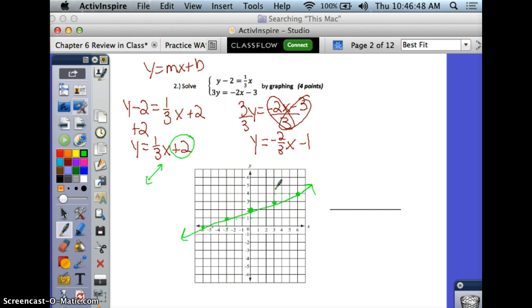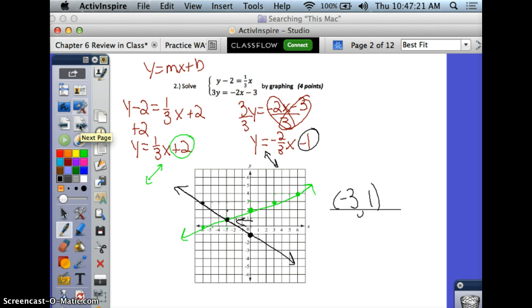Your second line has a y-intercept of -1. So I'm going to start down at -1. And it has a slope of -2/3, so I know it's going to be going down. So I go up 2, to the left 3. I found out where they intersected, but I'm just going to do another point so I get a better line. Up 2, to the left 3. Draw your line. Put your arrowheads on it. Right here is where they intersect. That's at (-3, 1).